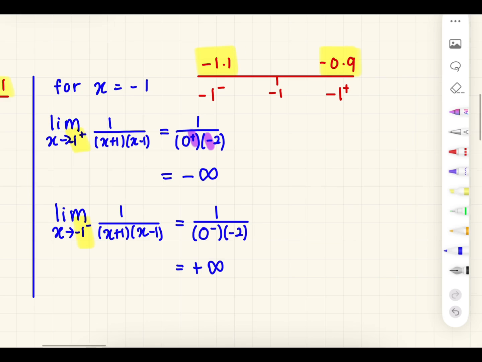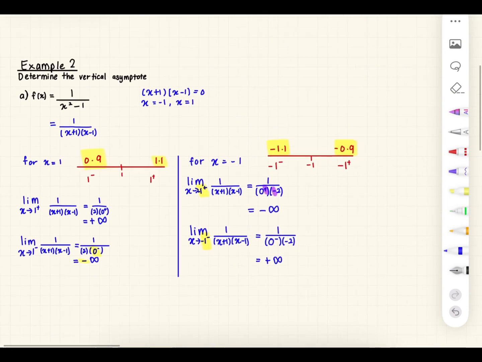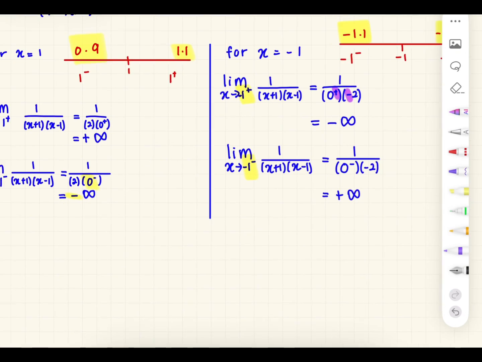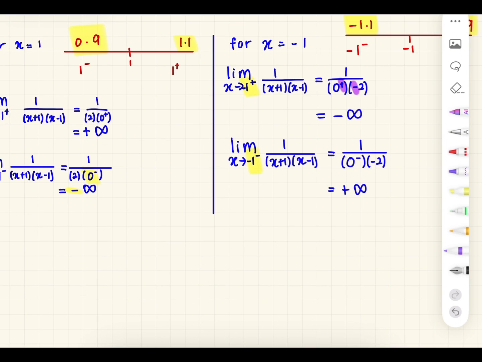Okay. So you can see here, for x equals 1, we got positive infinity and negative infinity. For x equals negative 1, we got negative infinity and positive infinity. So we can conclude our answer: x equals 1 and x equals negative 1 are vertical asymptotes.